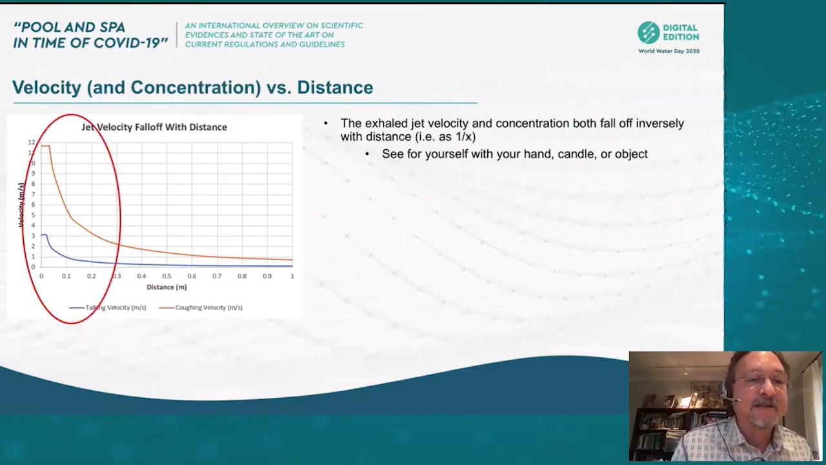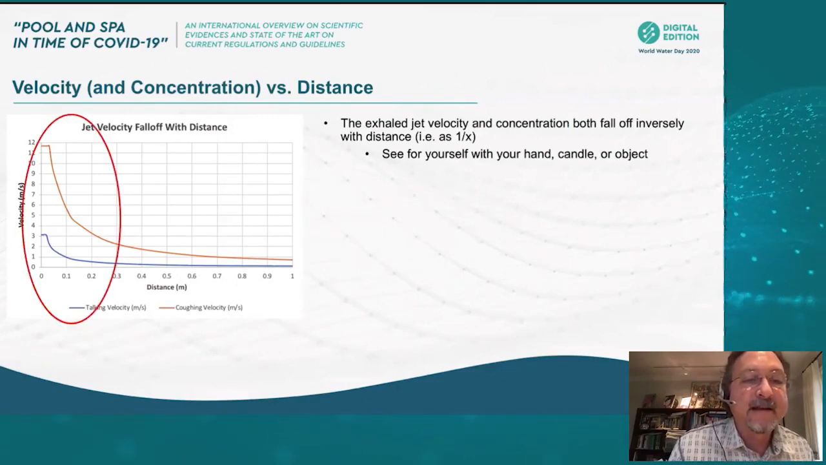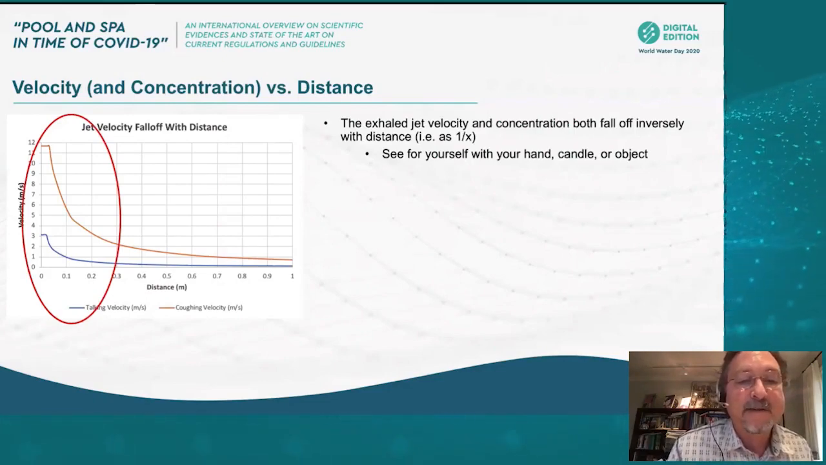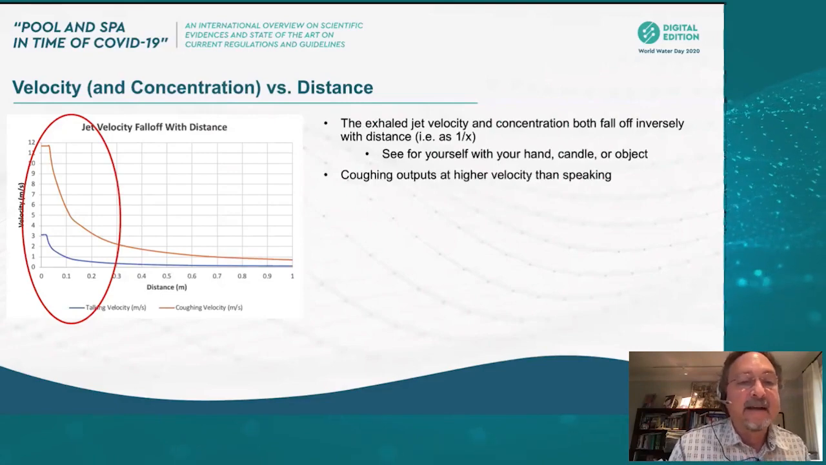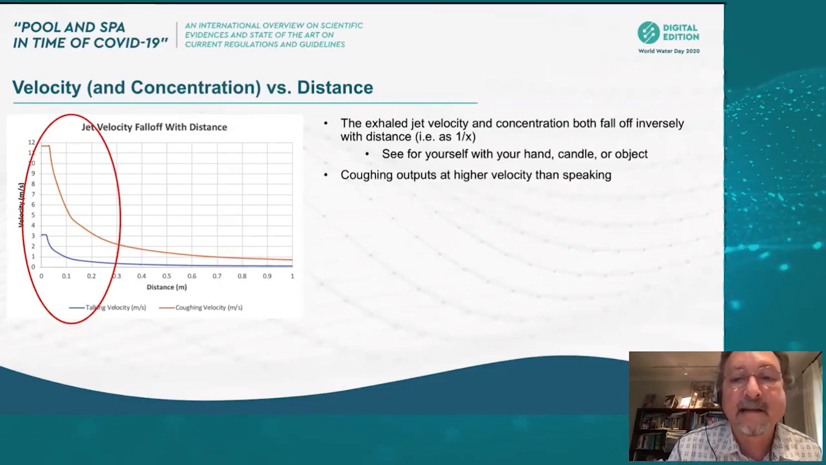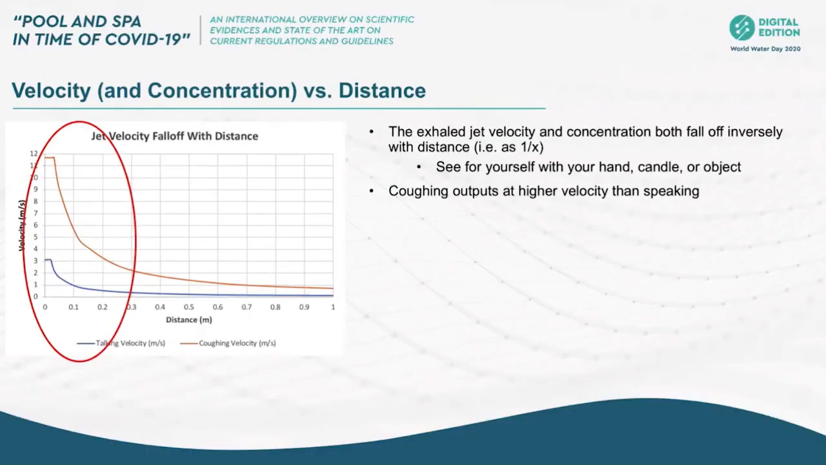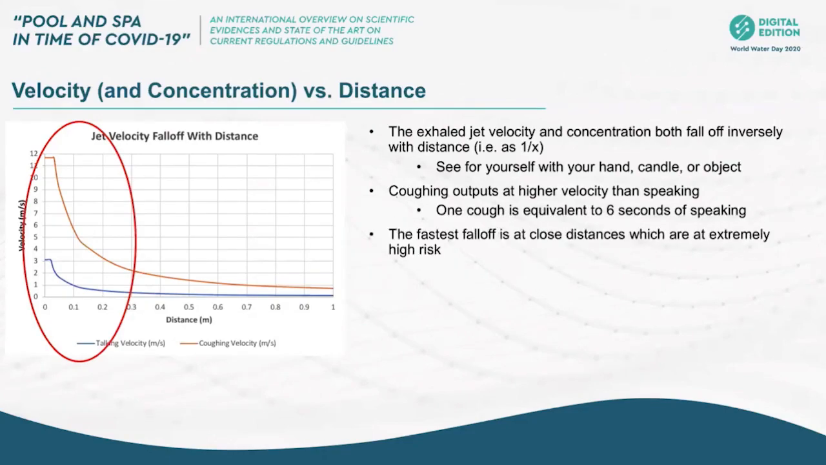And notice that it falls off very quickly in the first foot, a third of a meter. It's almost a factor of 10. And then it continues to fall off after that. Every doubling of distance will cut it in half. Also notice that coughing outputs at a higher velocity than speaking. One cough, as I mentioned before, is equivalent to 6 seconds of speaking. The fastest fall off is very close in. This is why you do not want to get within a foot of another person.